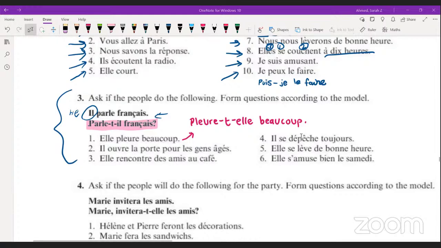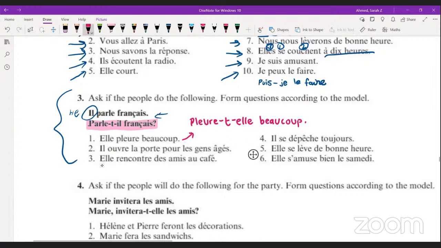Okay, yeah. So let's continue. Notice how the subjects here are elle or il. Since they start with vowels, we have to put the T in the middle. Okay, so can you read this now? Parle-t-il un peu? Pleure-t-elle beaucoup?